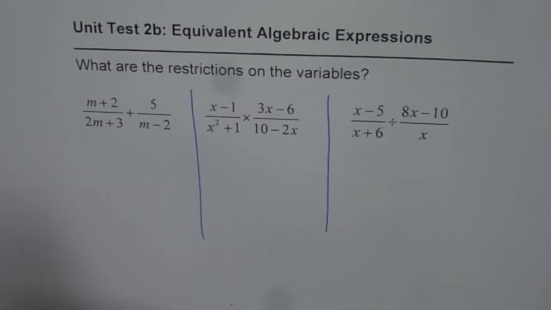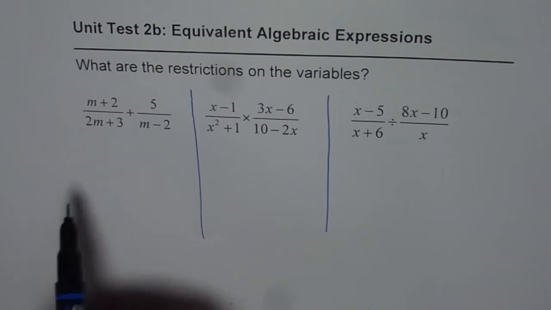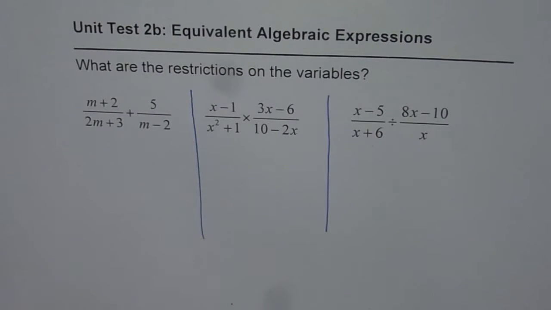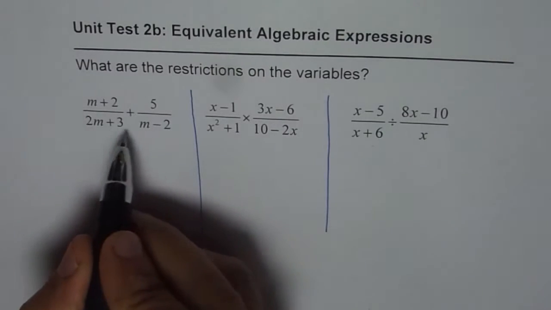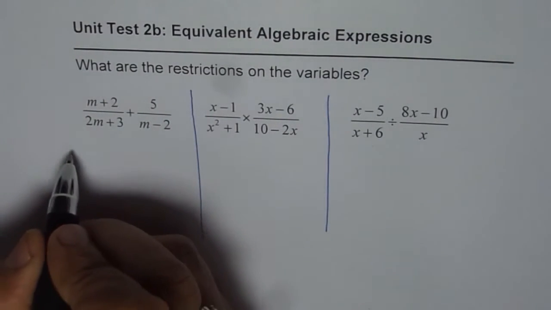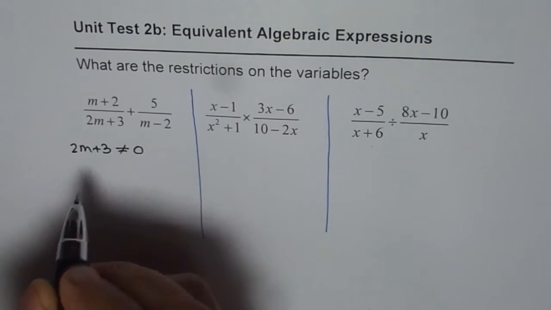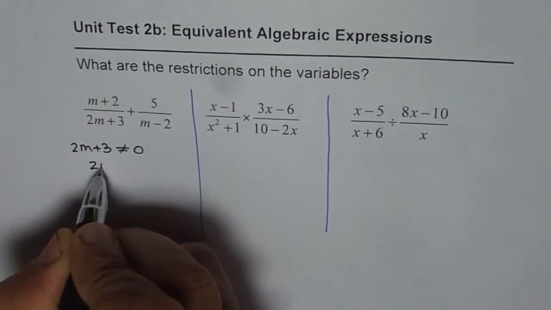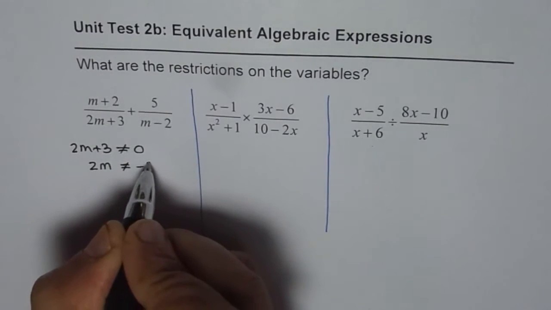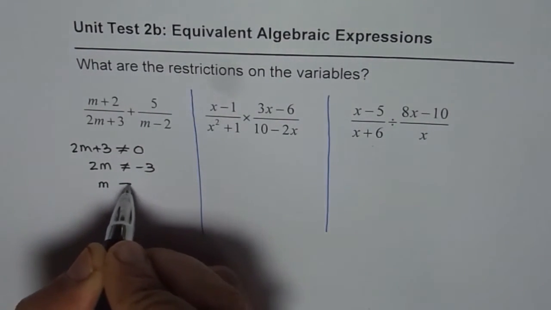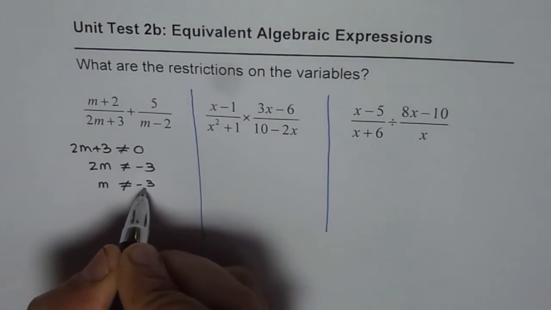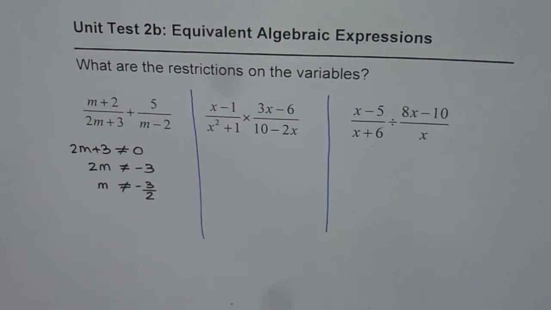As you know, restrictions are when the denominator is equal to 0. You cannot divide by 0, right? That leads to restrictions. So in the case where we are adding two rational expressions, both the denominators cannot be 0. So we have 2m plus 3 not equal to 0. If you solve, you get 2m is not equal to minus 3, or m is not equal to minus 3 by 2. So that is the first restriction.